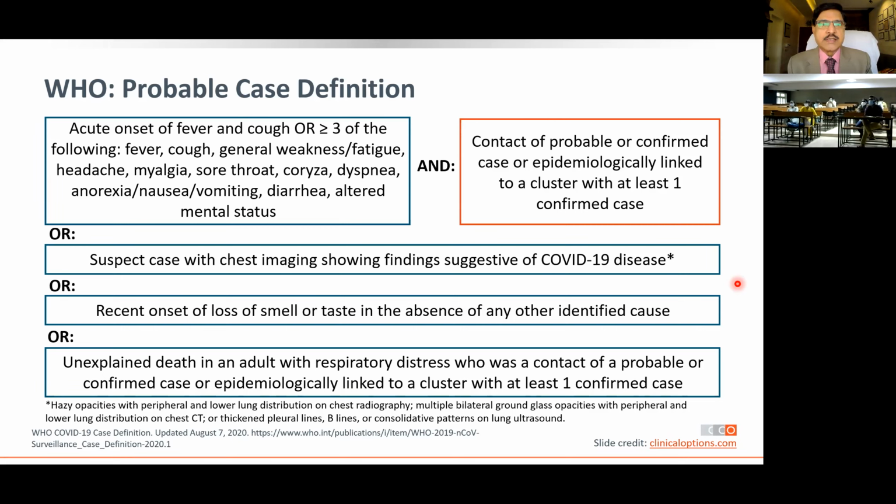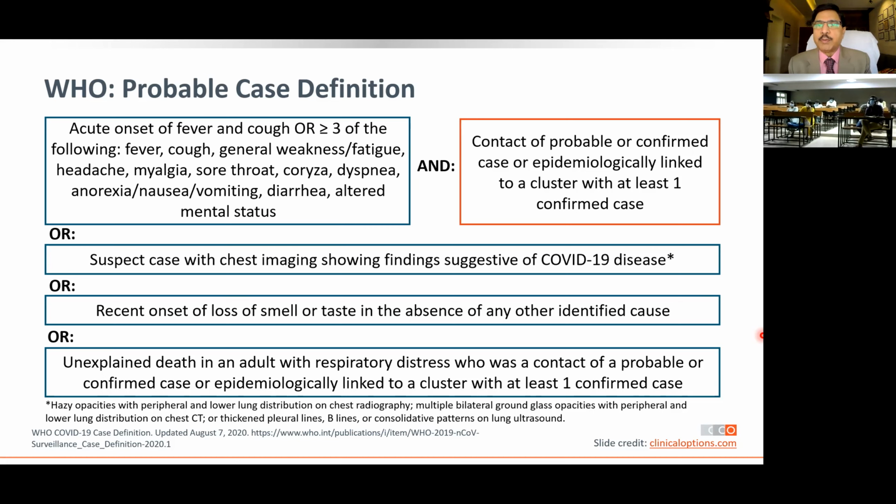Recent onset of loss of smell or taste is also a very important probable case in the absence of other identifiable causes. Suppose there is acute coryza, common cold, naturally the smell will be less. In the absence of other causes, somebody has got loss of smell or taste, it is important. Unexplained death in an adult with respiratory distress who was a contact of a probable or confirmed case, epidemiologically linked to a cluster with at least one confirmed case, is of course also a COVID probable case.